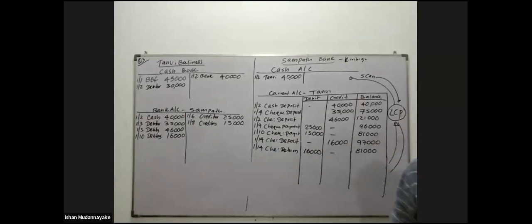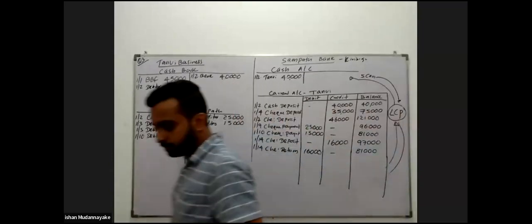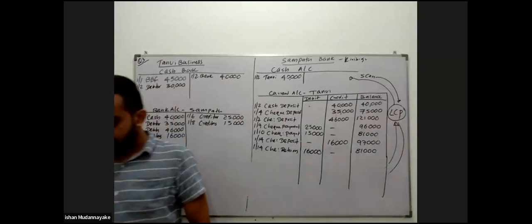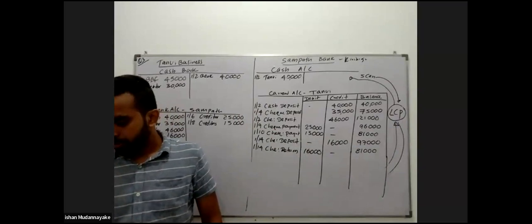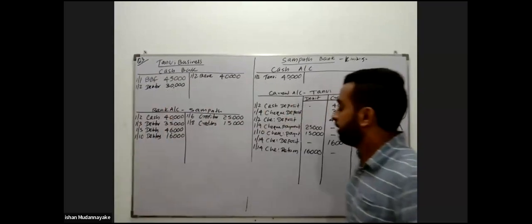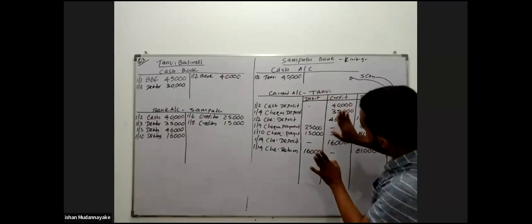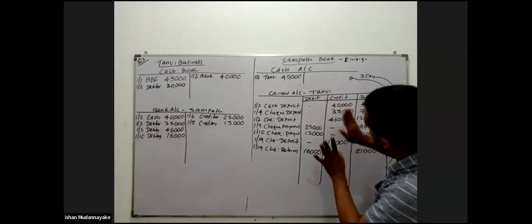Okay then, clear. Right. Tani, do you have any doubt? Sir, don't we need to reverse the double entry in the bank account as well because the check is dishonored? Yeah. This is the current account maintained by Sampath Bank.